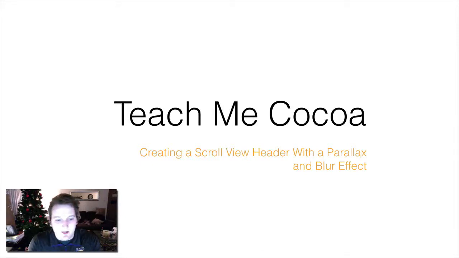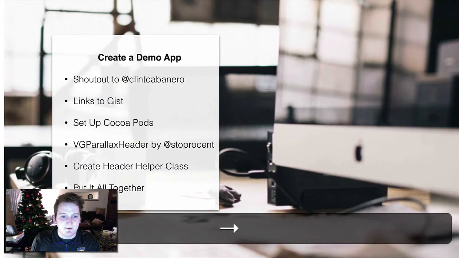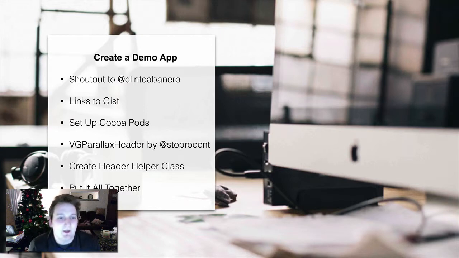Teach Me Cocoa. My name's Joel West, and in this tutorial video we're going to go over creating a scroll view that has a nice header with a parallax effect as you scroll and a nice blurred image on top of it. So I'm going to show you this by creating a demo app.